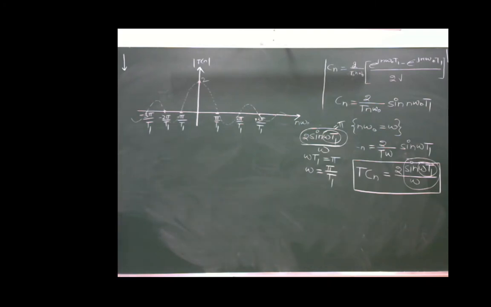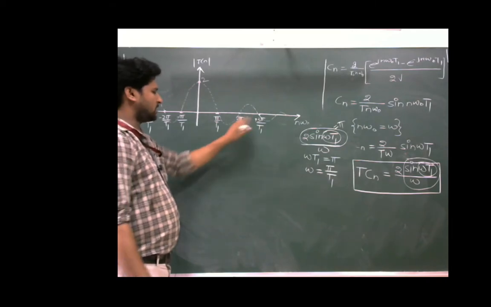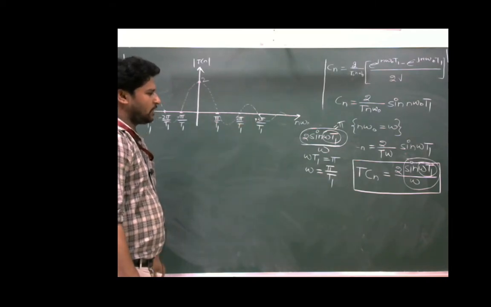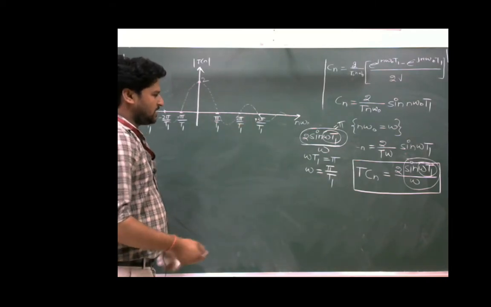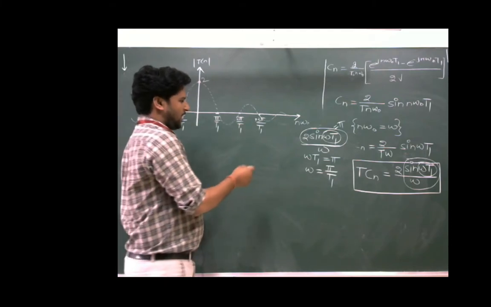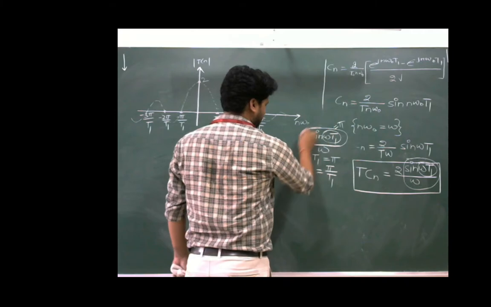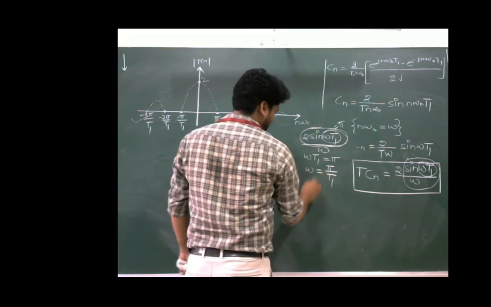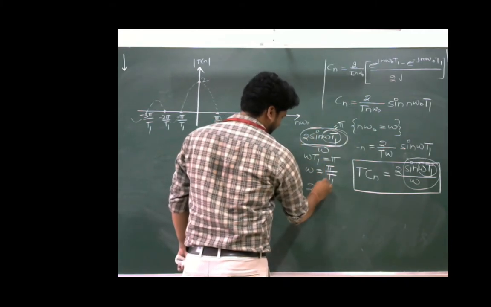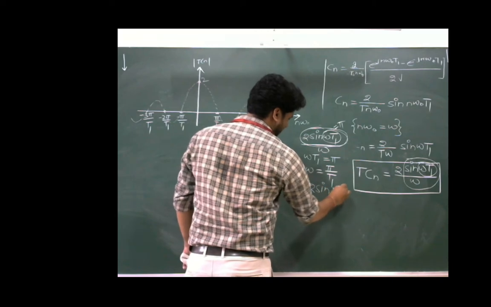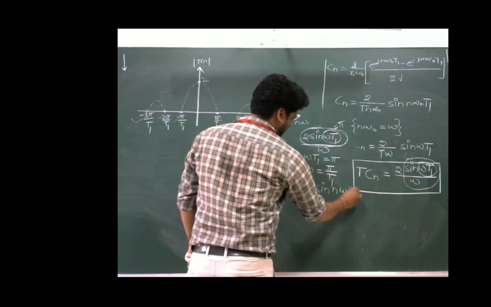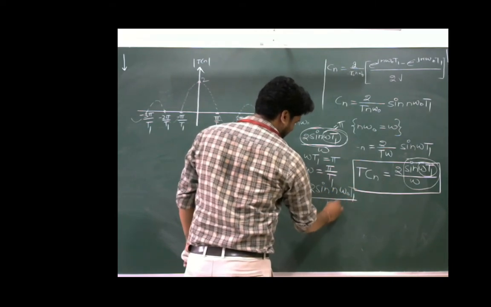This will look like this. The envelope of the function will look like this. And if we plot the spectrum, meaning for different values of n, if we plot this function 2 sine n omega naught t1 divided by n omega naught.